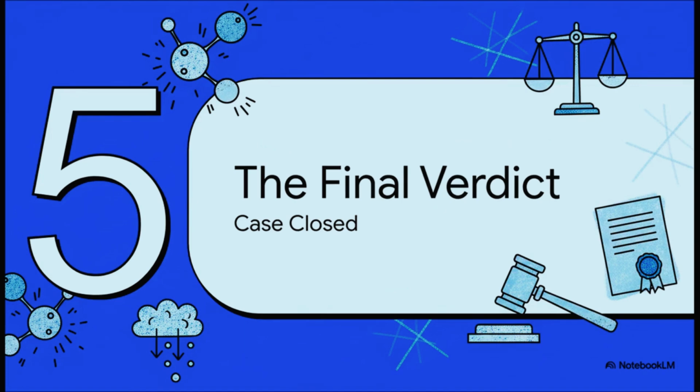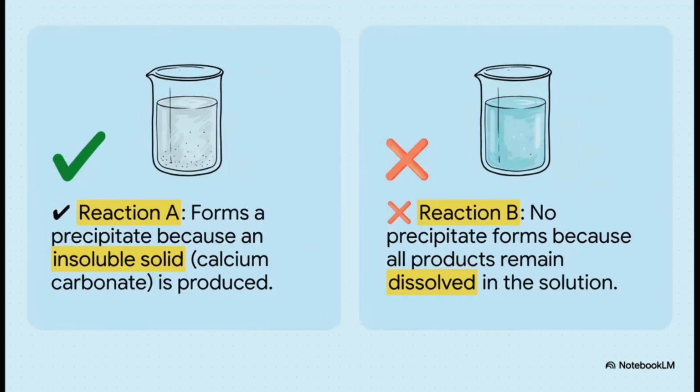So now that we've cracked the solubility secret, it's time to close this case for good and deliver the final verdict. And here it is, plain and simple. Reaction A got cloudy because it made an insoluble solid, calcium carbonate. It literally can't dissolve, so it has to show itself. Meanwhile, reaction B stayed clear because its product, sodium chloride, is soluble. It just hangs out dissolved in the water, totally invisible. And that's it. Case closed.